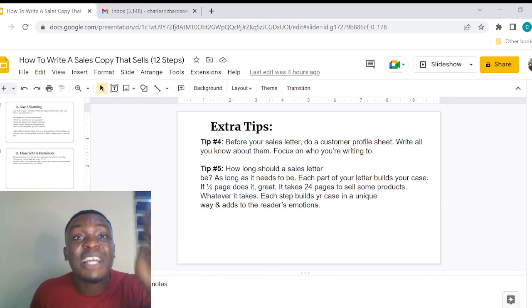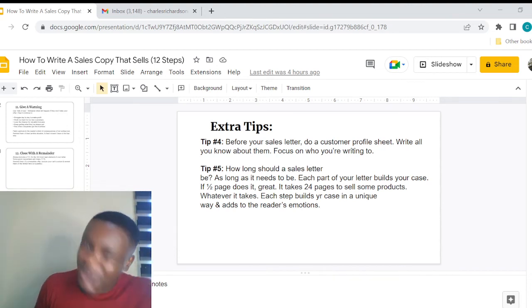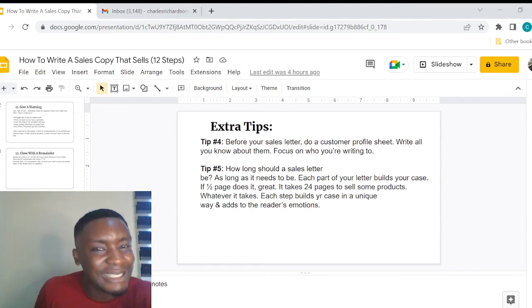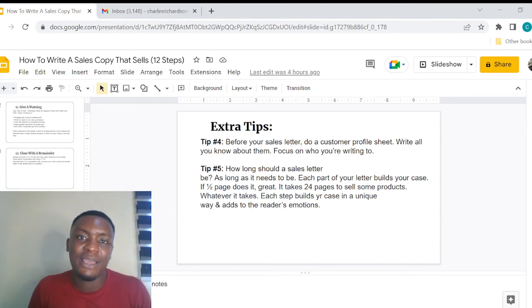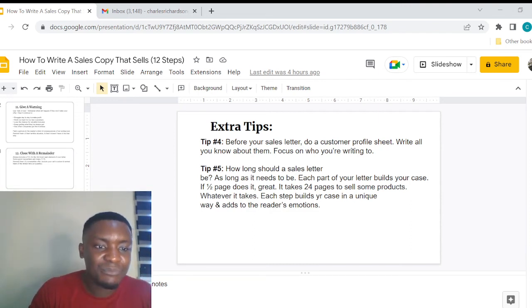People who are interested in your product will read it to the end, and people who are not interested will go out. We are not interested in people who are not interested. We are only interested in people who read to the end and buy. So write as much as it takes to convince the customer that your product is a lifesaver, and you will sell.